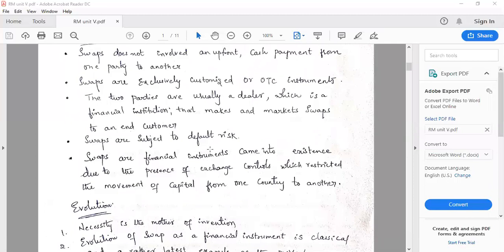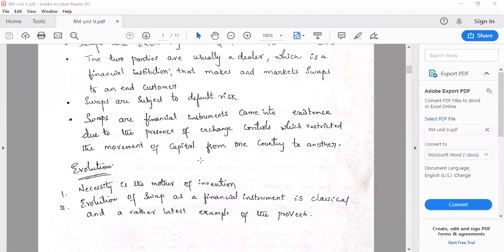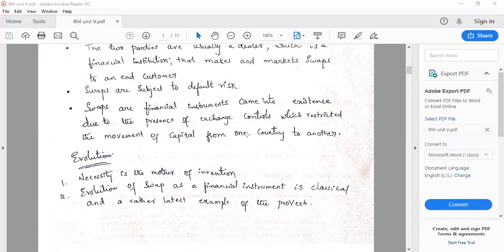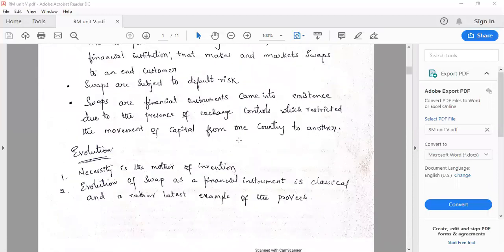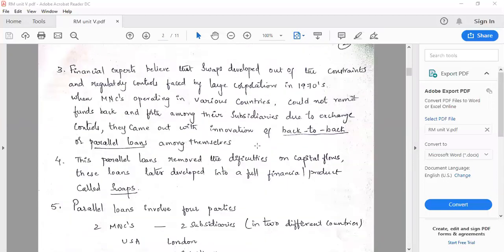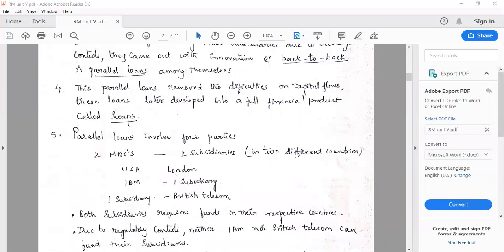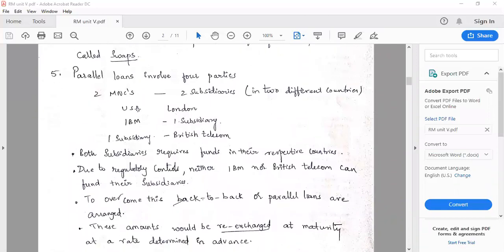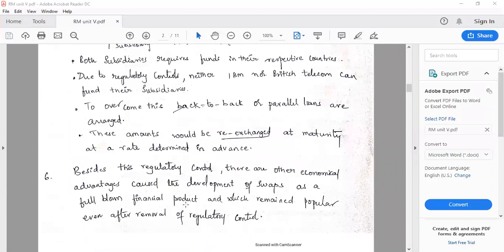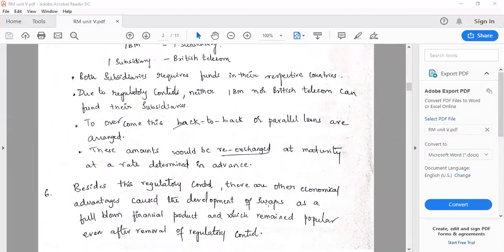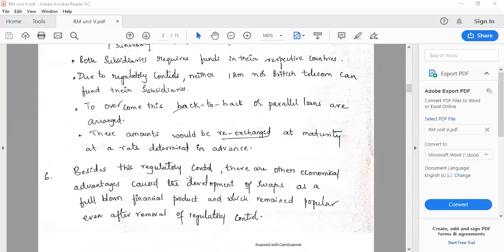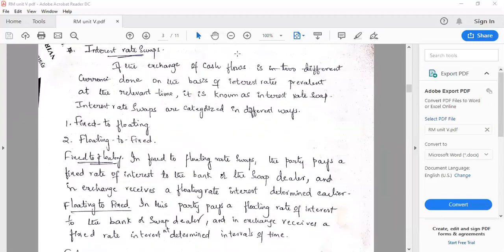There will be default risk in swaps. Swaps evolved because of the presence of restrictions in exchange controls on the movement of capital from one country to another. Because of that, initially back-to-back loans or parallel loans were started. Later on, these back-to-back and parallel loans were converted into a full-fledged financial product, which is swap. Swaps gained their reputation even though the financial controls have been reduced. We are still using swaps, and under that, the first type is the interest rate swap.